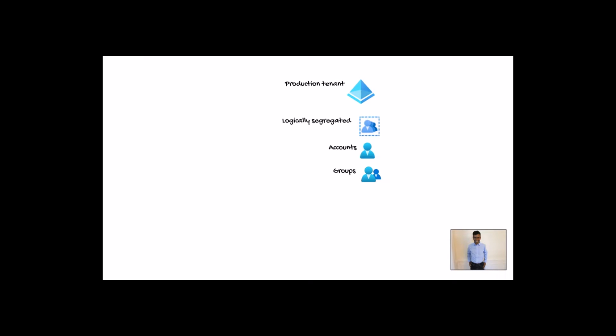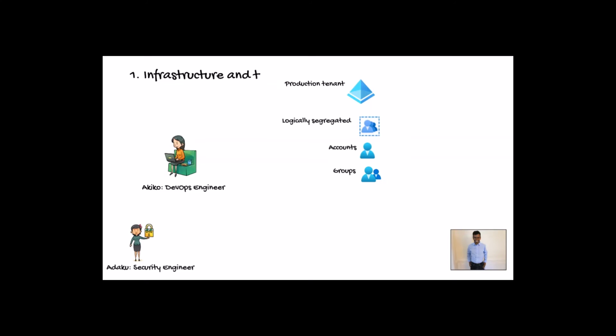So the DevSecOps team brainstorms, debates, and decides to use PowerShell to automate the process. Our fictitious engineers today will be Adaku, the security engineer, and Akiko, the DevOps engineer. This tutorial will be presented in three main parts, consisting of a brief description of the infrastructure and tools requirements, a review of the process, then we'll finish with a summary of the main points.